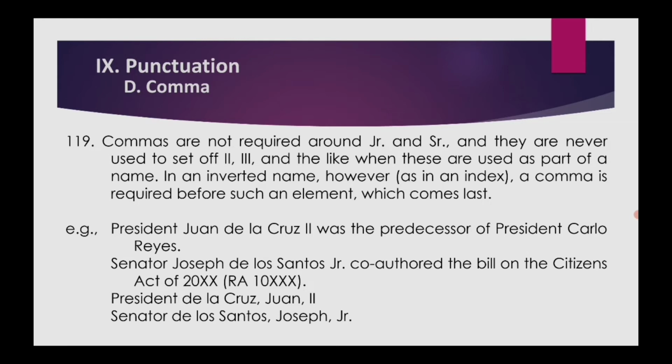Commas are not required around junior and senior, and they are never used to set off the second, the third, and the like when these are used as part of a name. In an inverted name, however, as in an index, a comma is required before such an element, which comes last. For example, President Juan de la Cruz II was the predecessor of President Carlo Reyes. Senator Joseph de los Santos Jr. co-authored the bill on the Citizens Act of 20XX, Republic Act 10XXX. President de la Cruz, Juan II. Senator de los Santos, Joseph, Jr.